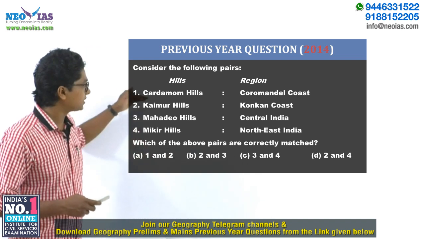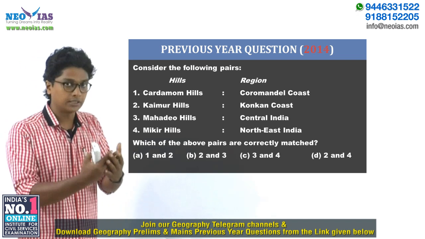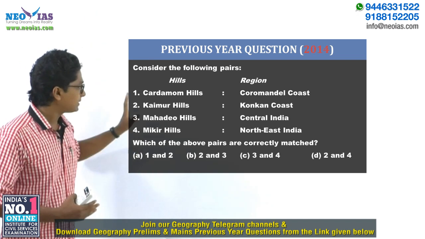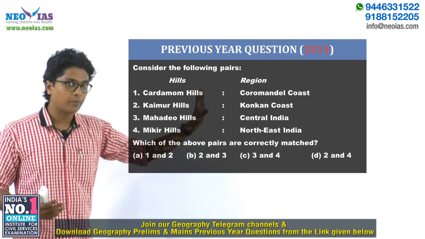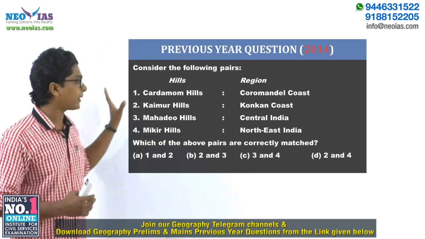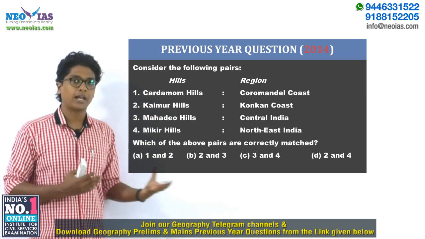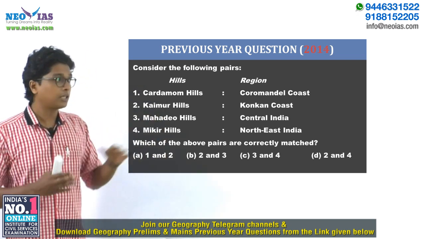So we'll be having questions like this which was asked in 2014, a very recent question since the pattern changed, right? On the left side we have been given hills and on the right side we have been given the regions, right? So we have to identify which of these pairs are correctly matched. Now, as I said, apart from the answer of this question, you need to expect questions like this.